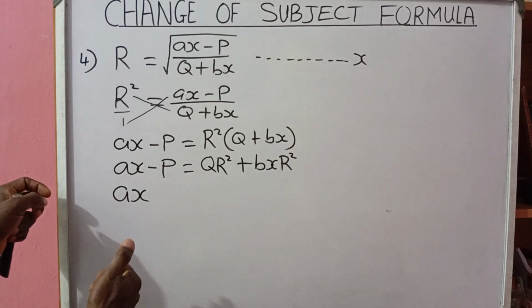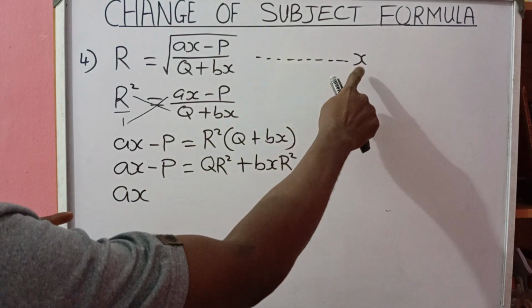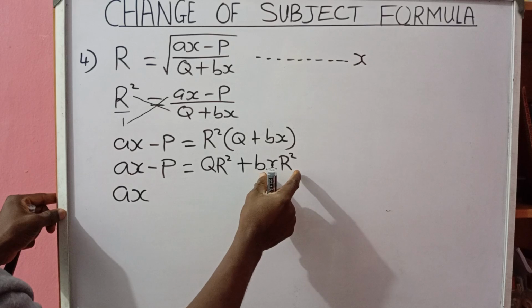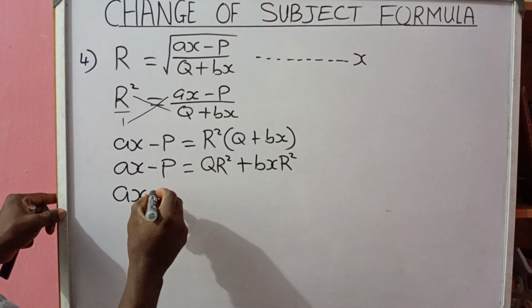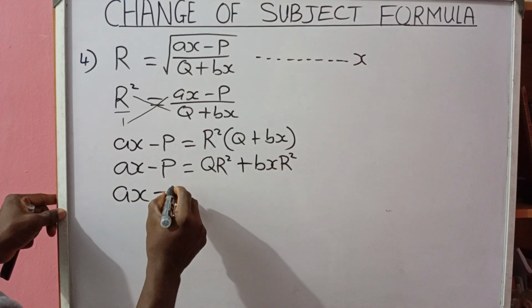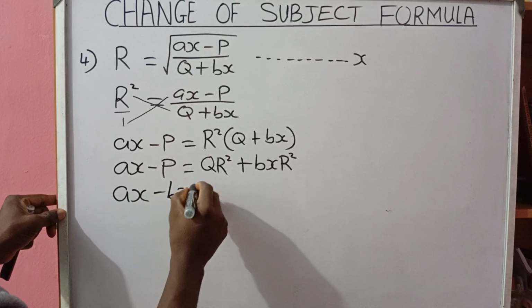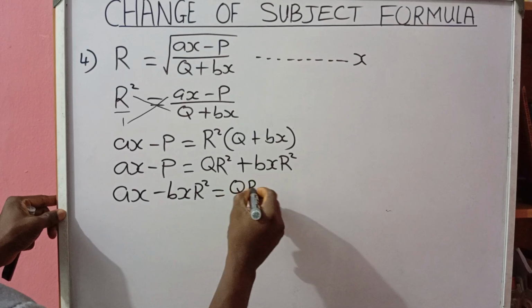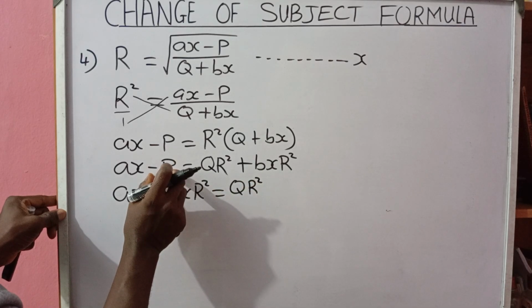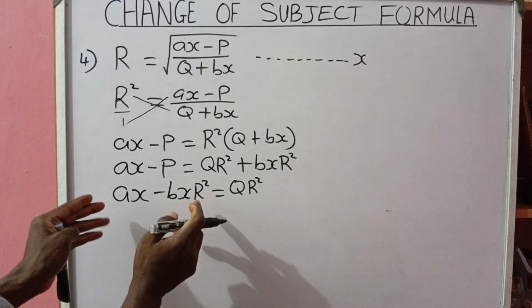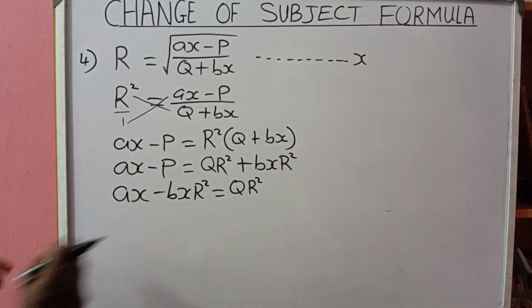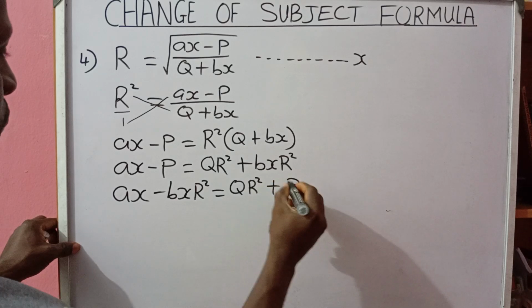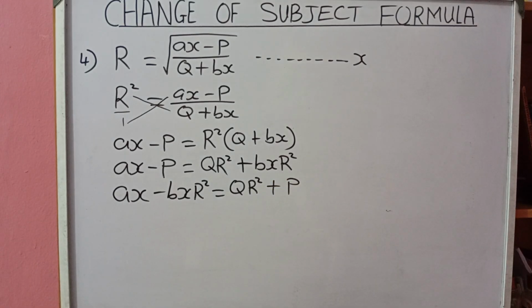All right, so we are collecting like terms. Anything that has to do with x, since we are making x the subject of the formula, we have to bring them to the same position. So plus bx r squared coming to this side becomes minus, because it's positive here. Coming to this side it becomes minus bx r squared, equal to, we already have this one here, which is q r squared. Then minus p has to leave, so that all those that have to do with x will be at one side. So minus p moving over to this side becomes what? Plus p. I hope it's getting very interesting.